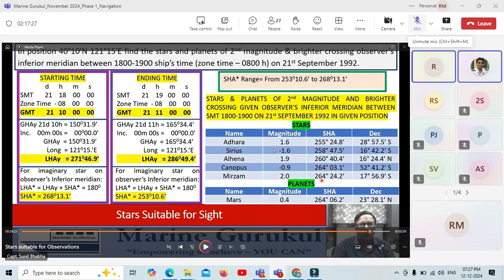Sir, actually for the observer's meridian, there is only one condition. For the observer's meridian, there is only one condition: latitude minus declination should be less than 90. But for the inferior, we have two conditions: latitude and declination should be the same name, and also it should be greater than 90. Yes, that's right, beta. Okay, sir. Okay, sir, I found the magnitude above, the magnitude of Mars.